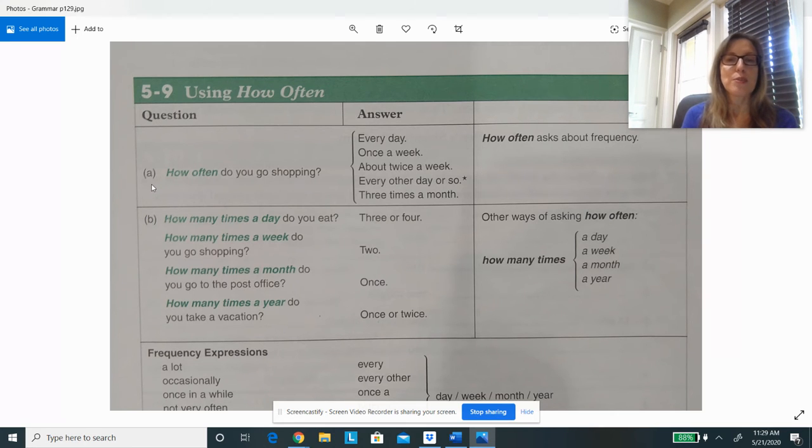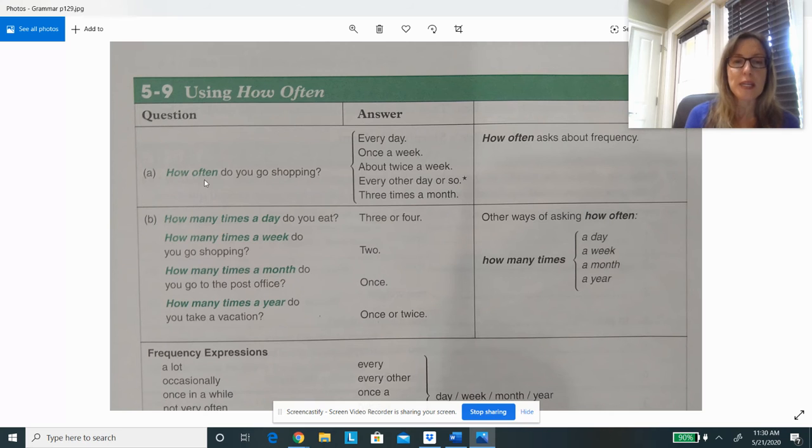So here are some examples. Here's the question, and here are some possible answers. How often do you go shopping? Every day. Once a week. About twice a week. Every other day or so. This means one day I go shopping, the next day I don't, the day after that I do, the next day I don't, so on, off, on, off. And the expression or so means about, approximately. 3 times a month, okay? So you can even mention how many times if someone says how often.